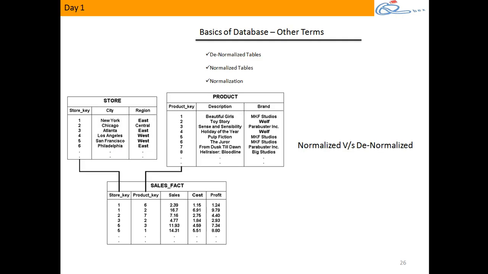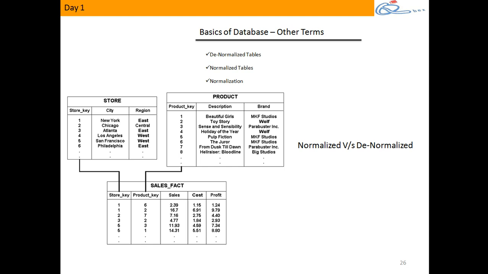Okay. Next we need to know other terms of database like denormalized tables, normalized tables, normalization. Now what do you mean by denormalized tables? If you look at a table with a lot of data redundancy, I just showed you a table with a lot of redundancy of customer data, we call them denormalized. If you try to store all the data in a single big table and you see a lot of data redundancy, we call that denormalized tables.